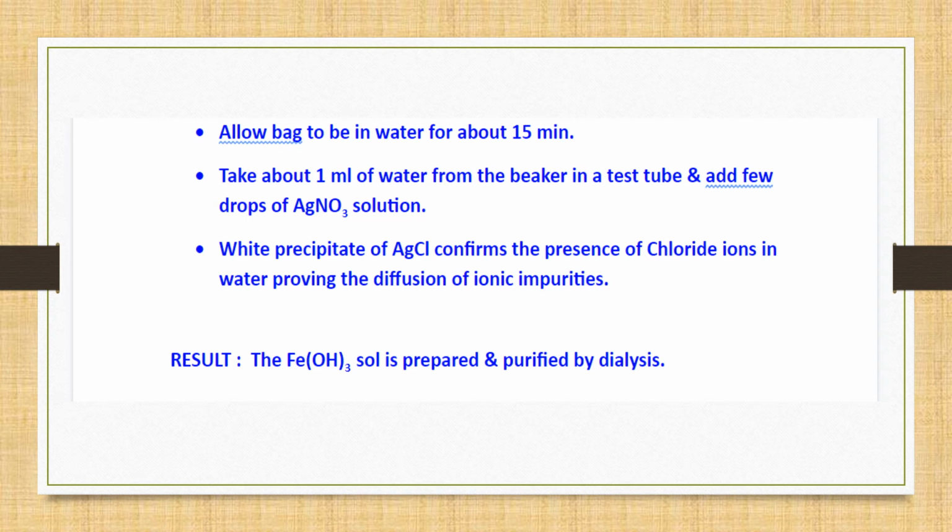Allow the bag to be in water for around 15 minutes, and then take a small quantity of water from the beaker in a test tube and add AgNO3 solution to it. You will observe a white precipitate is formed. That is because Cl minus has traveled out of the bag, which was the impurity, and you took distilled water. So in the beginning, if you check with AgNO3, you will not get the white precipitate, but after some time you will get the white precipitate because the purification, that is dialysis, is taking place. And the result is the ferric hydroxide sol is prepared and purified by dialysis.